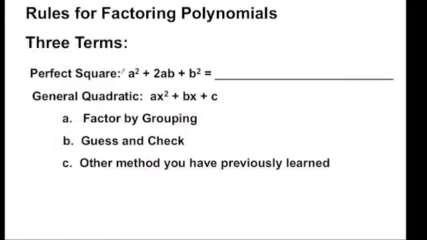Continuing with factoring. If you have three terms, you always look, is it a perfect square trinomial? A squared plus 2ab plus b squared factors into a plus b, the quantity squared, which of course is the same as a plus b times a plus b. If you have a general quadratic that's not a perfect square, in the form ax squared plus bx plus c, you can factor by grouping, which I'll go through some rules for. You can also guess and check, or another method you have previously learned.